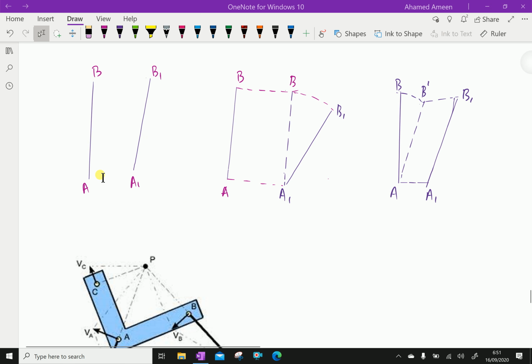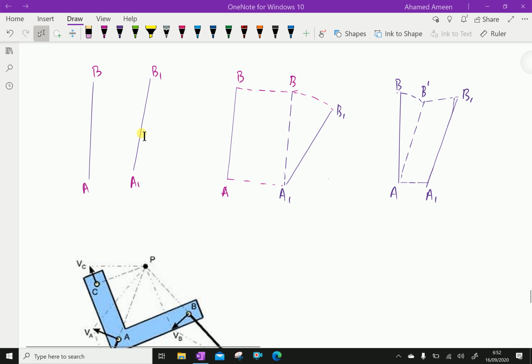Here, look at this figure. Consider a rigid link AB, which moves from its initial position AB to its final position A1 B1. It will be interesting to know that the link neither has wholly a motion of translation nor wholly a rotation, but a combination of the two. It is a combined motion of translation and rotation.